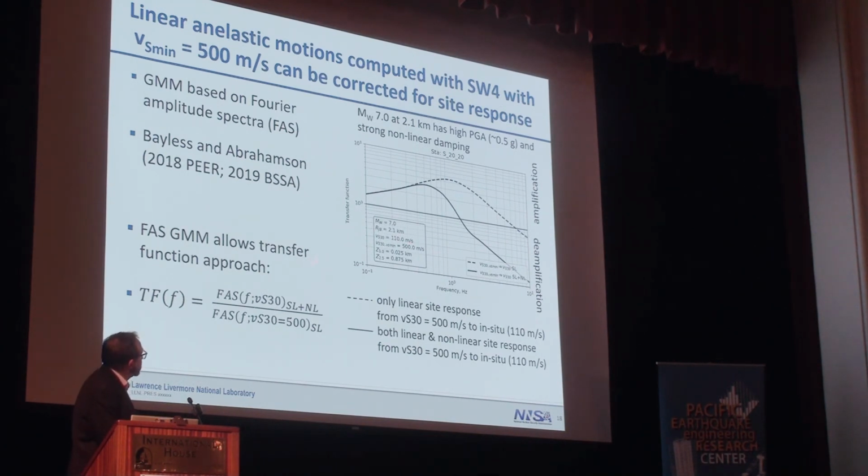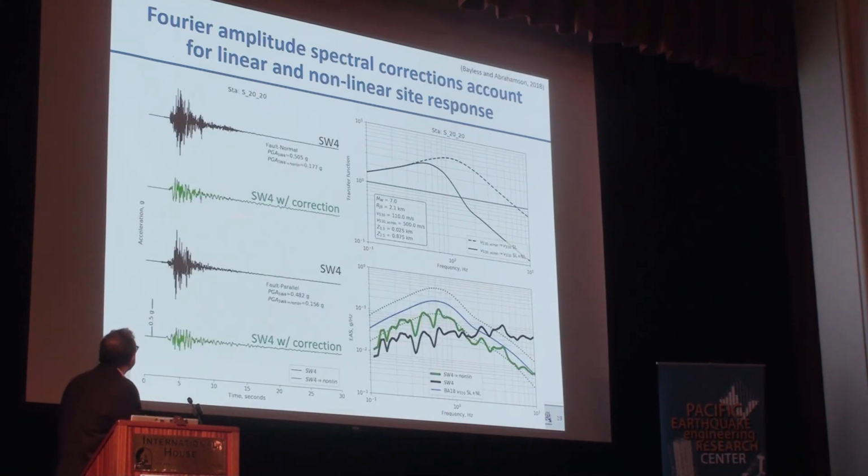The dashed line is the response just for the linear part that basically says, hey, you need to amplify because you're in a soft soil. But the black line includes the nonlinear term, which says, hey, we need to reduce that amplitude because you've gone nonlinear. When we do that, the output of SW4 for the horizontal components is shown as black. The green is after we've applied the corrections. In Fourier amplitude space, this is the black line, the output of SW4. It has too much high frequency and not enough low frequency. When we apply the transfer function, we get something that's closer in line.